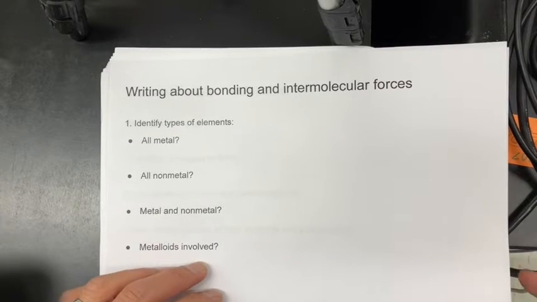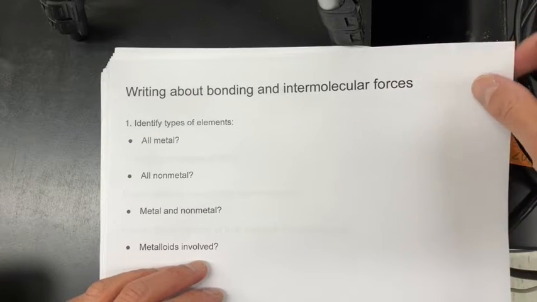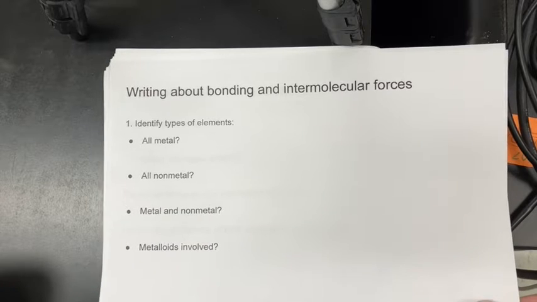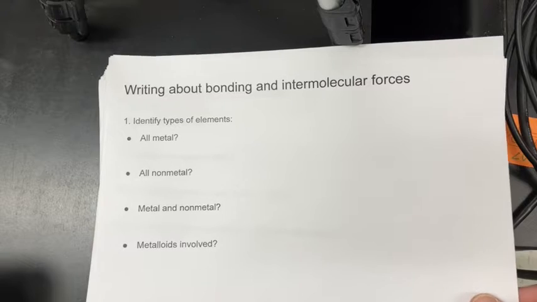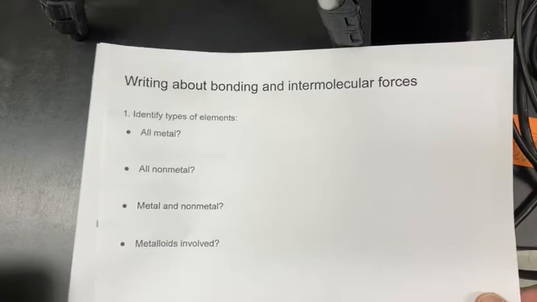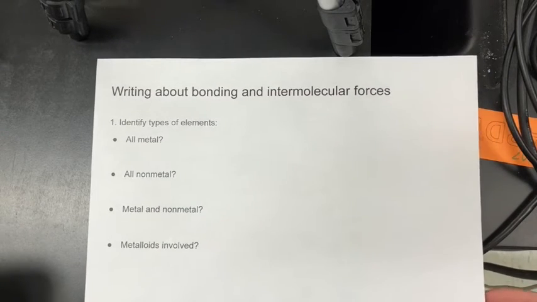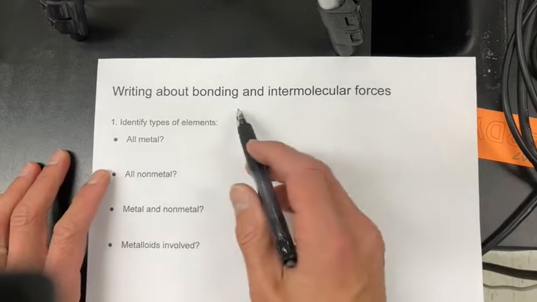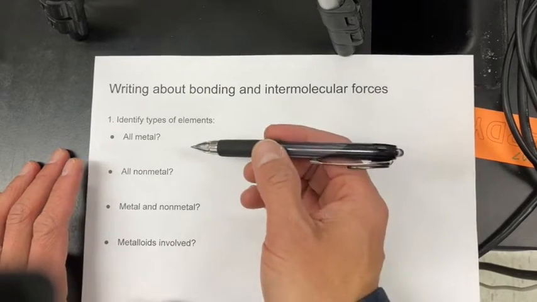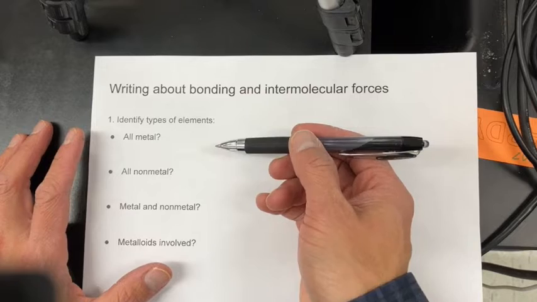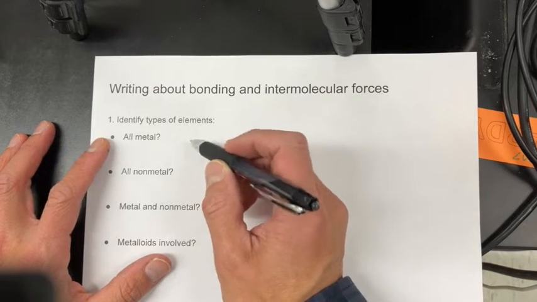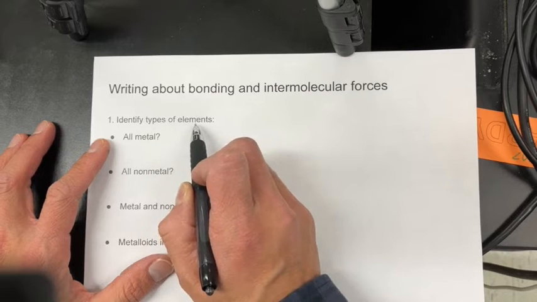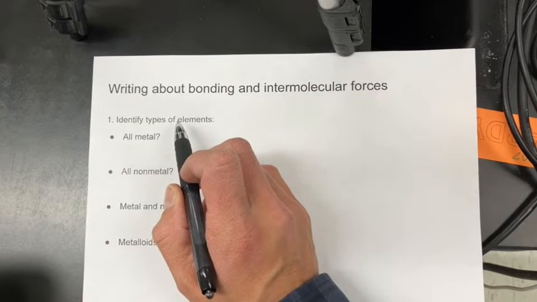So in this video, we're going to look at how to write about bonding and intermolecular forces in free response questions. On the AP test, there are going to be a lot of free response questions, or multiple choice, dealing with bonds and intermolecular forces. When we look at these types of problems, one of the things I want you to do is first figure out what kinds of elements we have.